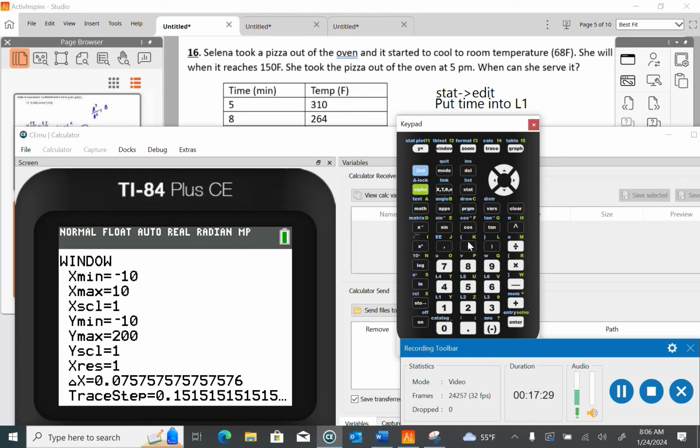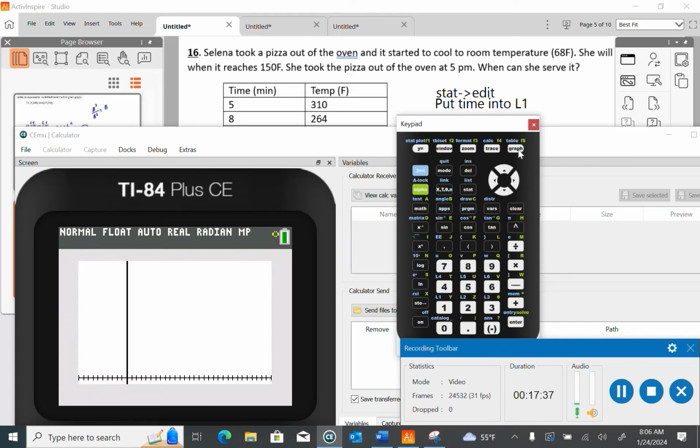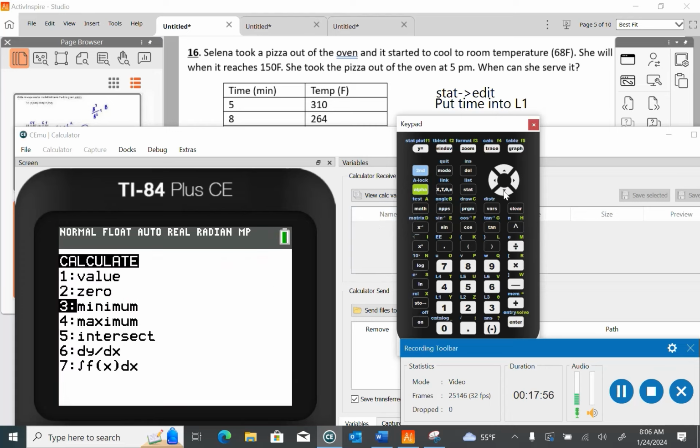And I'm going to go out for 30 minutes. Maybe that's enough time. 30. Then I'm going to hit graph. I should start seeing something get graphed pretty soon. 30 minutes did it. There is my intersection. Second, trace, 5 for intersect.